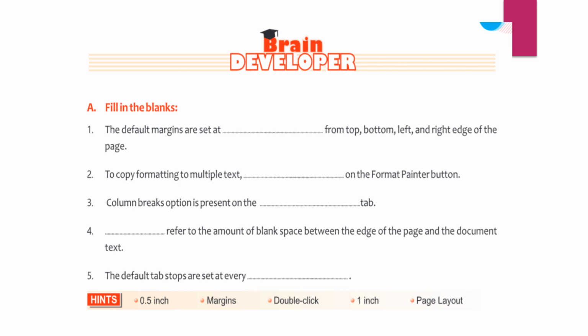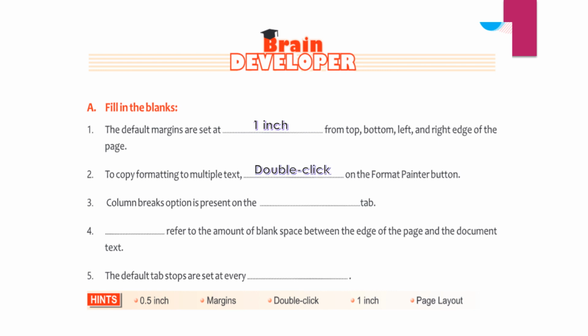So we'll start with the Brain Developer exercise, section A, fill in the blanks. First, the default margins are set at, correct answer is 1 inch from top, bottom, left and right edge of the page. Second, to copy formatting to multiple text, double-click on the Format Painter button. So, to copy formatting to multiple text, we need to do a double click.